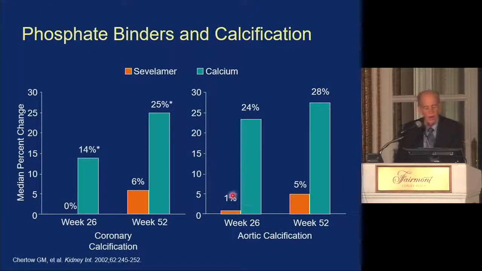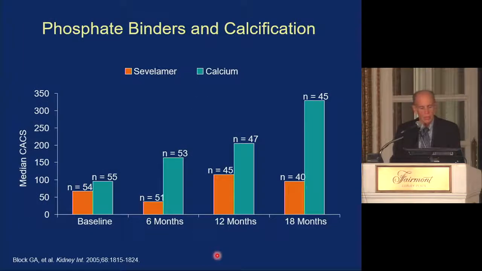Look at what Glenn found. People on calcium-based binders, those who had some calcification, had a marked increase in coronary calcification compared to those on sevelamer, same increase in aortic calcification. This is a massive increase compared to a non-calcium-based binder. Glenn did it on prevalent dialysis patients.